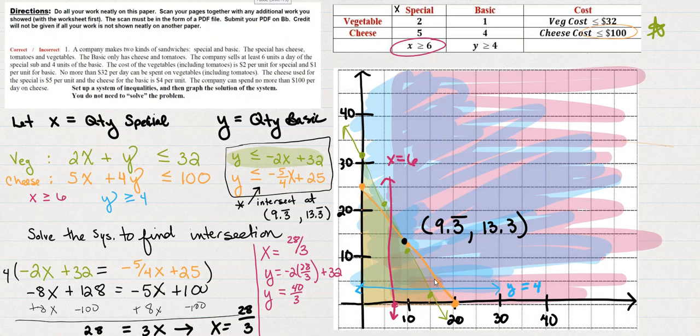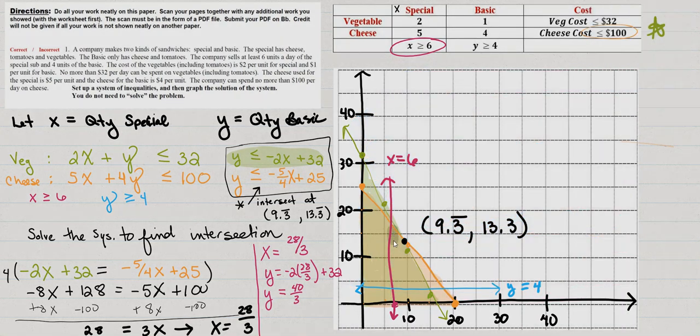Can you see through all of that where we've got the intersection? I'm going to back up and unshade that pink and blue, just so we can see this a little better. But the region that we're going to have is this polygon here. It's not really a triangle. I've gone through and outlined that polygon in black.